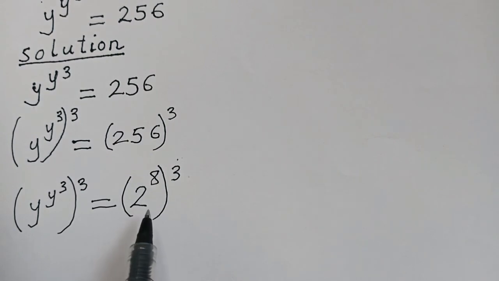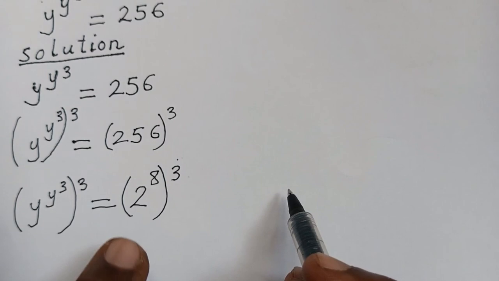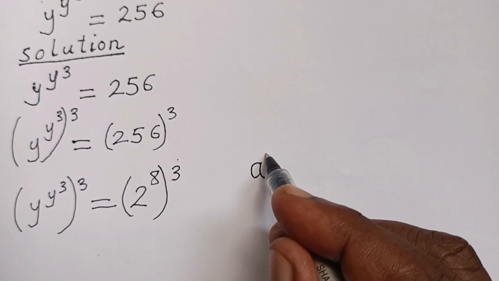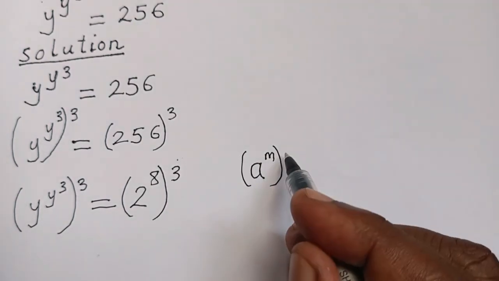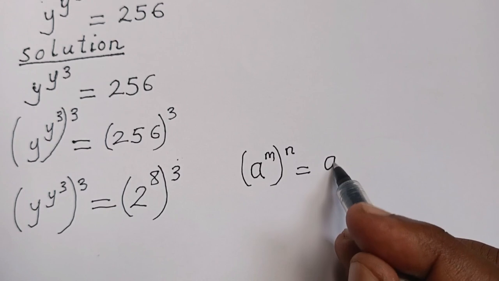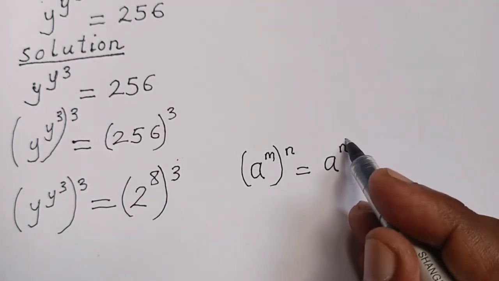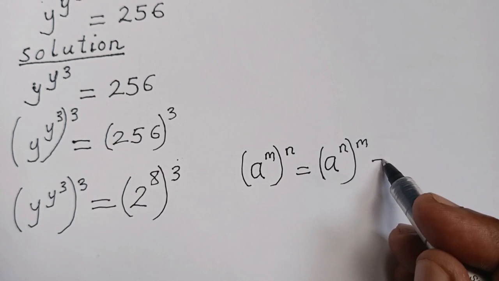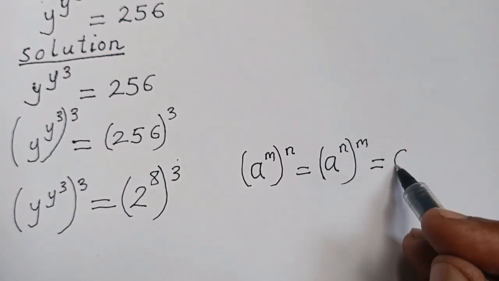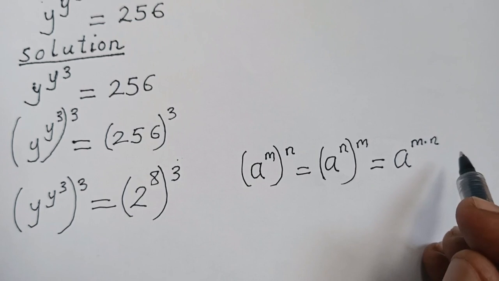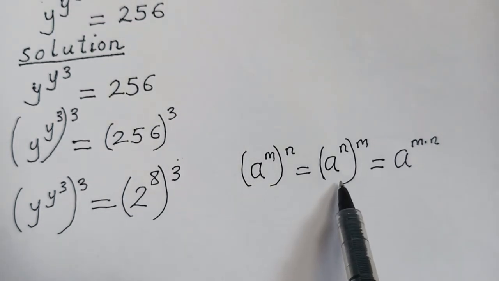In this case, we are going to use the following rule of exponents: a raised to m in the bracket raised to n is the same as a raised to n in the bracket raised to m, which is the same as a raised to m times n. So we are going to use this rule of exponents.